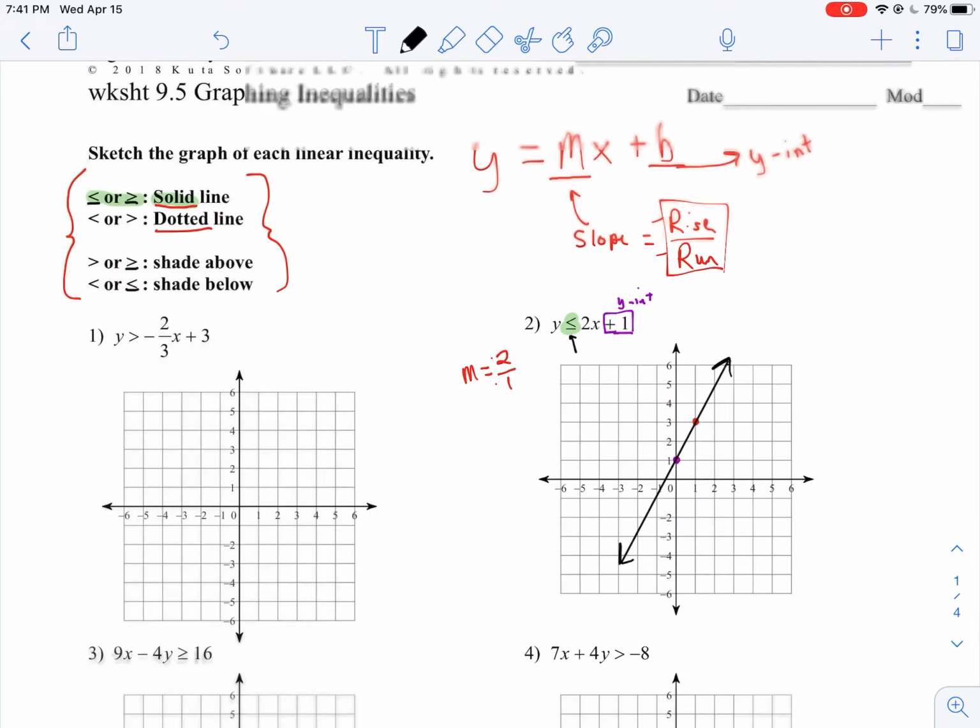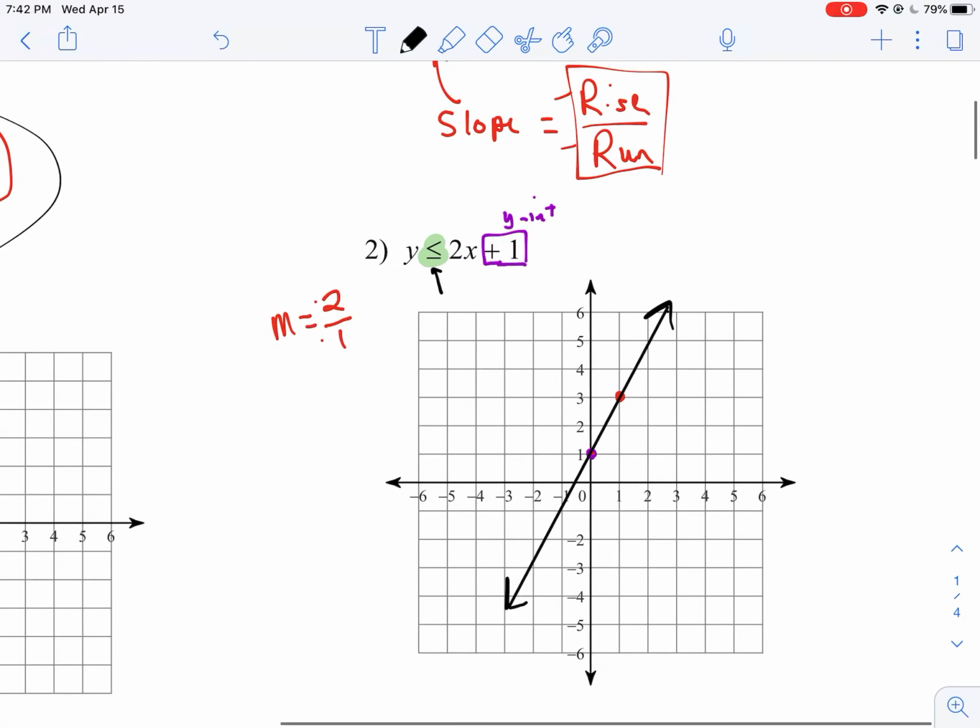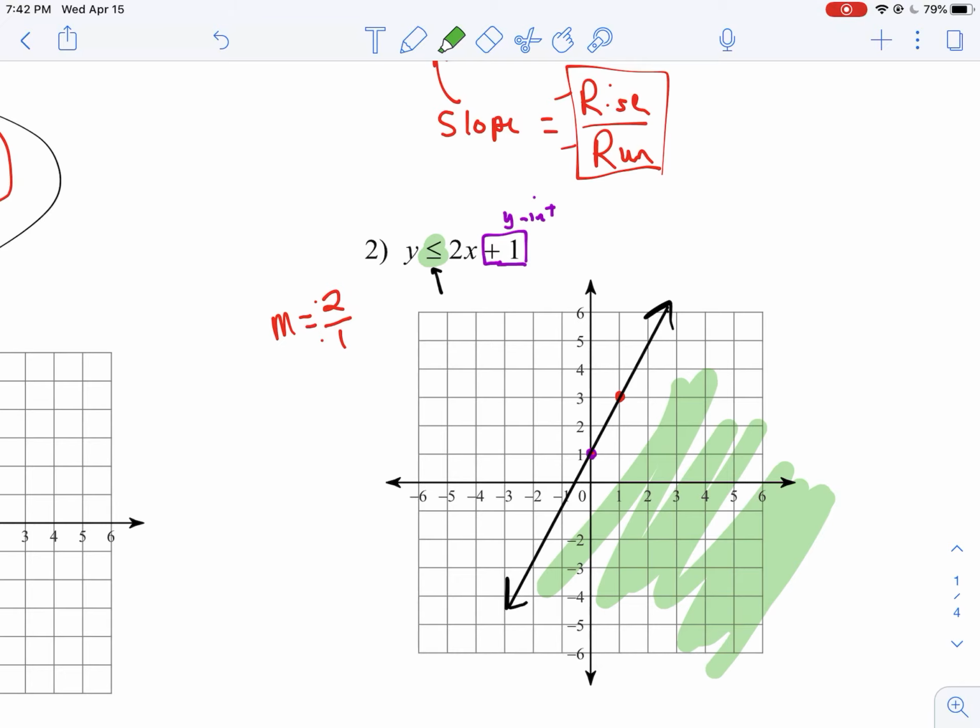Now, the next part, which is still, again, written over here, is shading. Now, we're going to shade above or below the line that we just drew. To remember above and below, like which section of the graph is above and which section is below, this section in green is below. This section in purple is above, okay? So we have above, below.